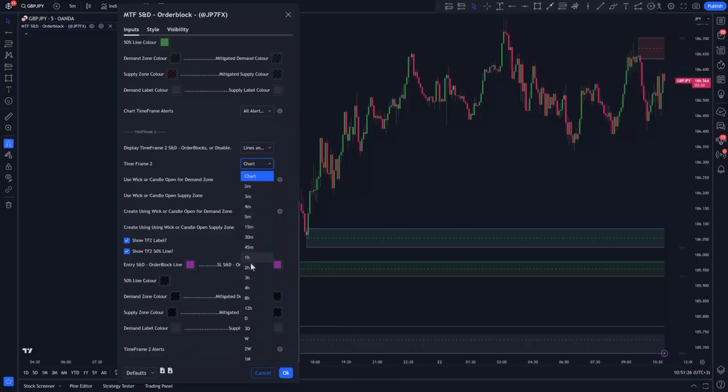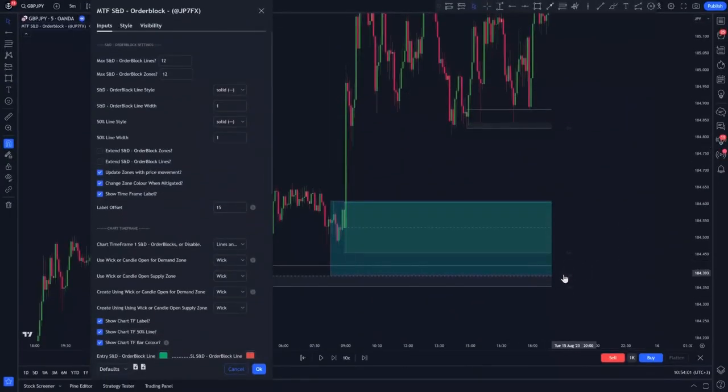The indicator will be able to plot the supply and demand zones for that time frame without needing to switch to a different time frame. So for this video, we could go with the 1-hour time frame. And as you can see here, there's going to be this label that says 1 hour.